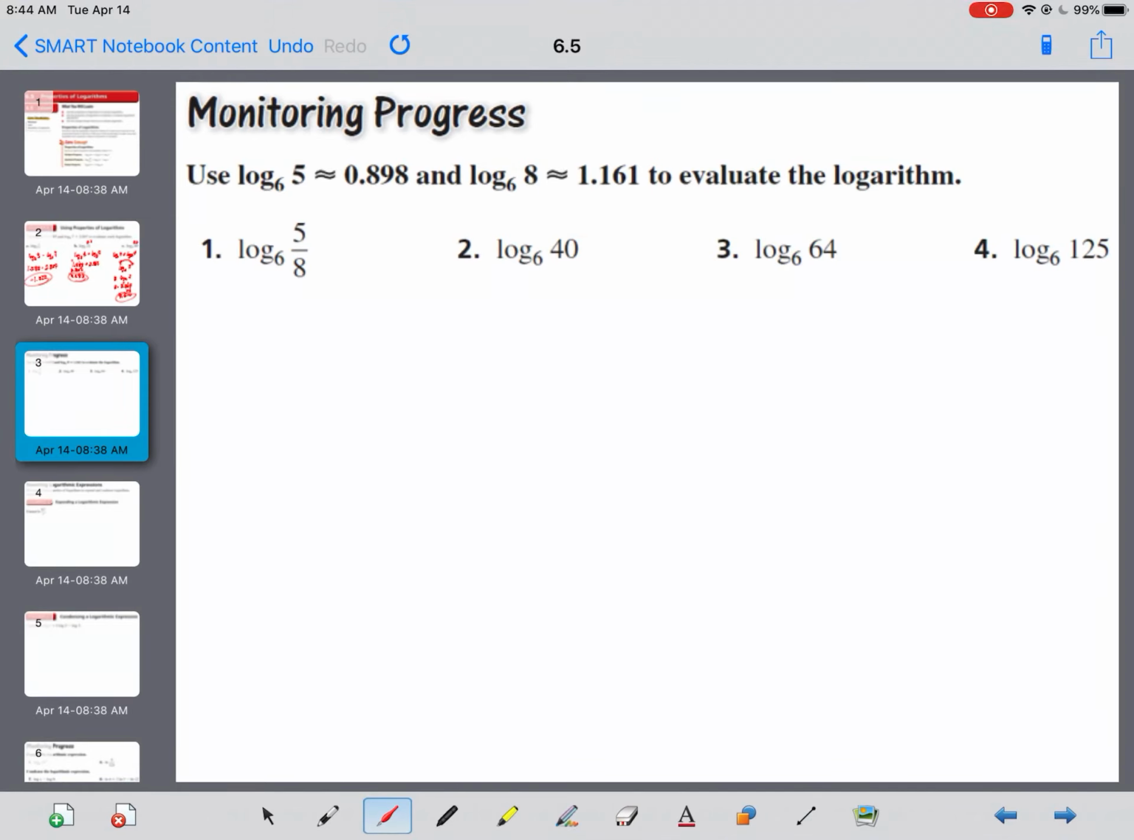Here's a couple for you. They've changed the numbers up. Log base 6 of 5. Log base 6 of 8. Plug them in. Try them. Take a minute. Come back. See what you get.